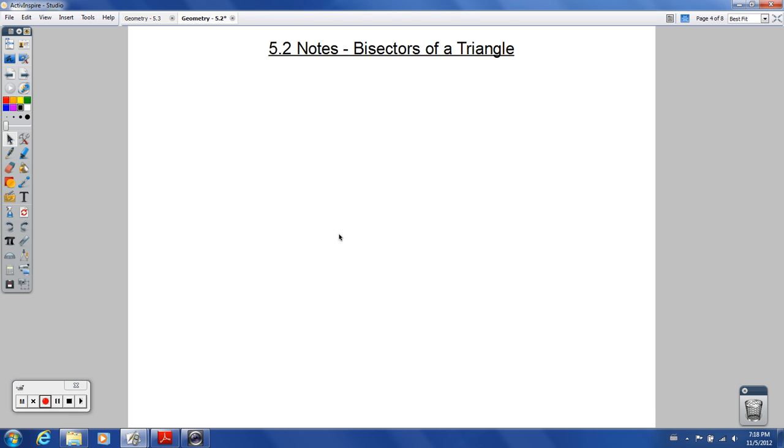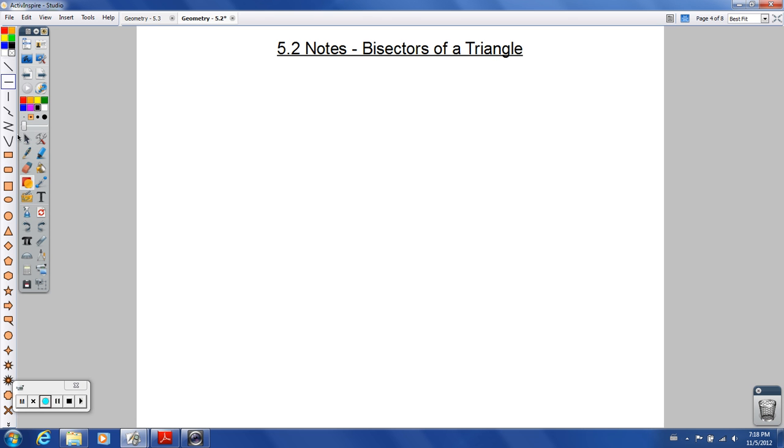Alright, so at this point we should have those items here. I've got the built-in compass, protractor, and ruler right in here. So I'm going to be using those to show you how it's done here. So we are starting with bisectors of a triangle in this lesson. We're going to talk about perpendicular bisectors and angle bisectors. We've done both of those things before, but not in the context of a triangle. So now we're going to do those things within the context of drawing triangles.